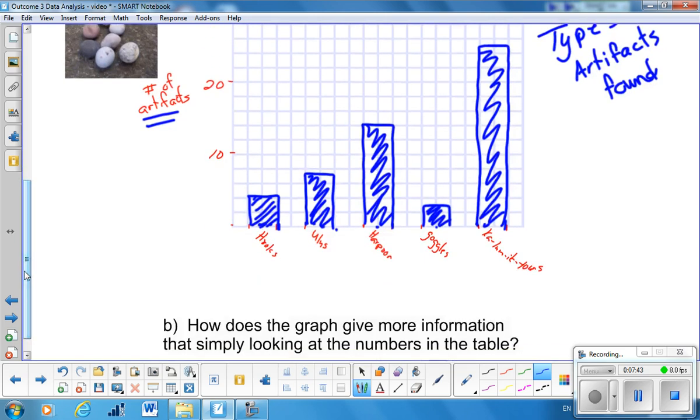How does the graph give more information than simply looking at the numbers in the table? A graph makes it easier to see the differences in the numbers of artifacts found. So for example, if we look at the ulas and the harpoons, we found just about twice as many harpoons as ulas.